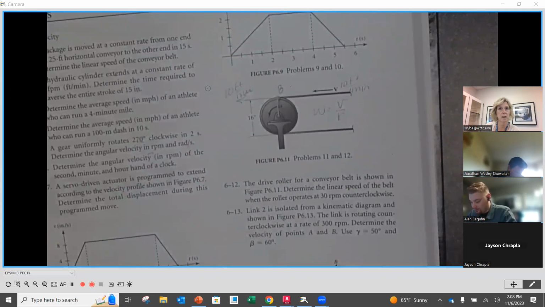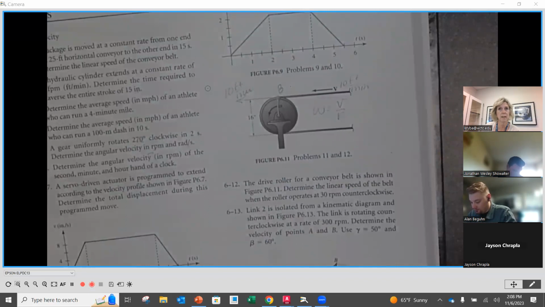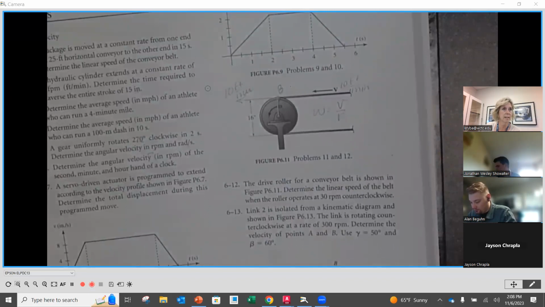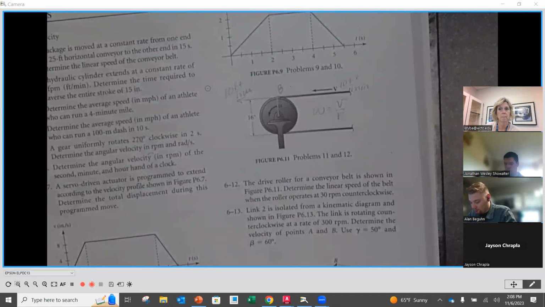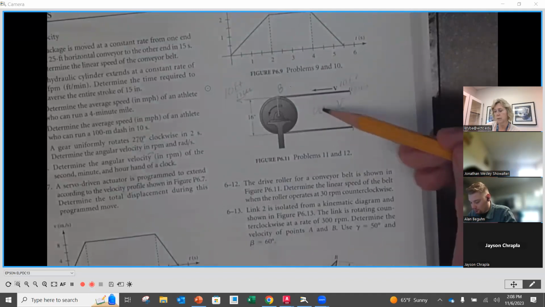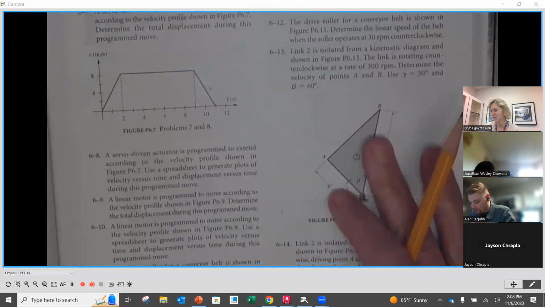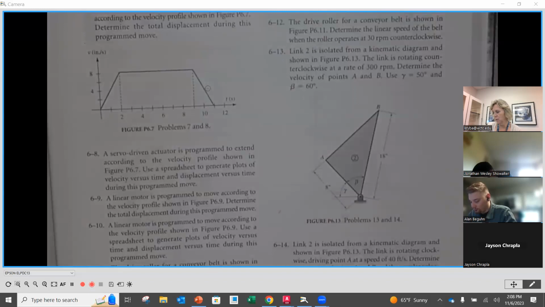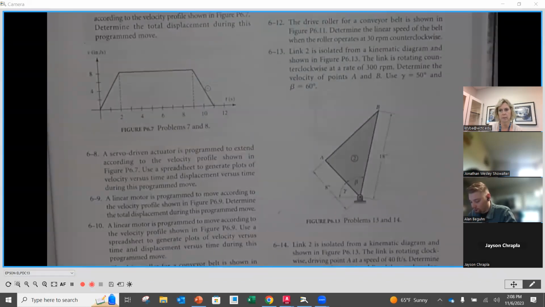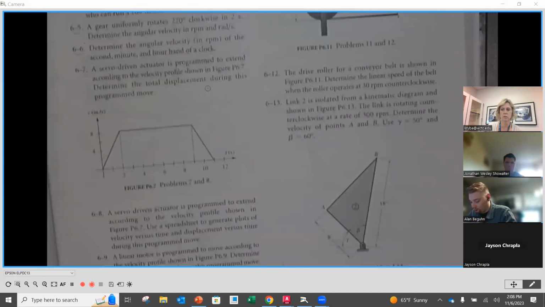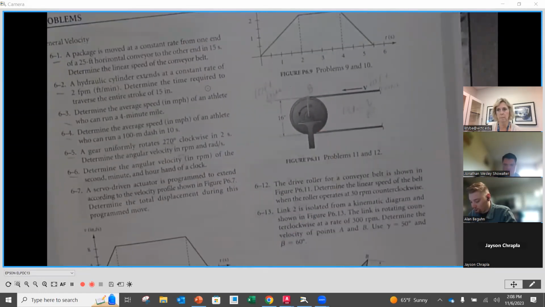W is equal to V over R. You know what your straight line velocity is. You know the distance or the radius of that roller. So you can calculate W, but you've got to use the right units so that you can get it into revolutions per minute. Okay, because that's what you're going to have for the roller. Revolutions per minute is going to be the final number here. Any questions on that one?